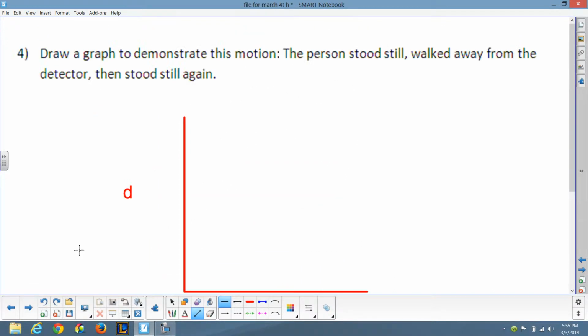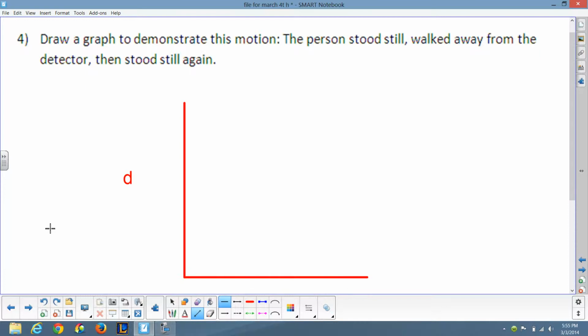Next one. Last one on the page. Draw a graph to demonstrate this motion, and again, pause if you need to so people can check their answers. The person stood still. Here we see standing still. Walked away from the detector. Now, it doesn't say what speed it is, so I just picked one randomly. And then stood still again. So there's our graph for that one.